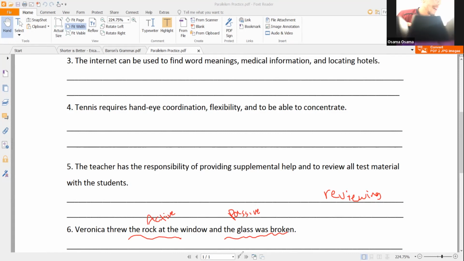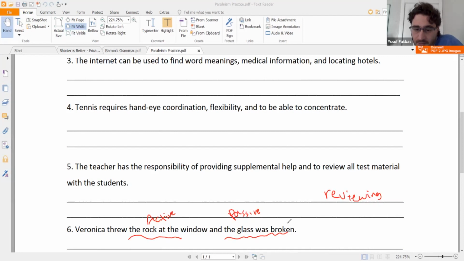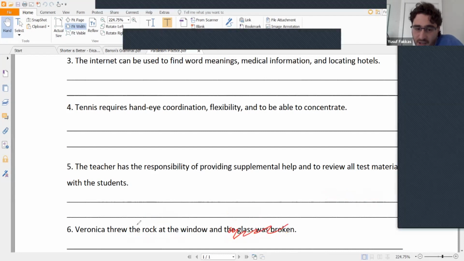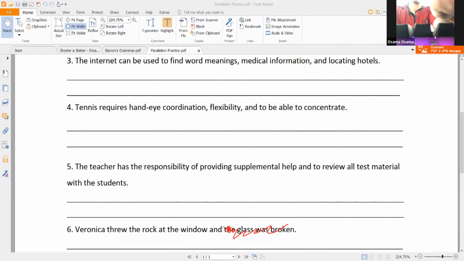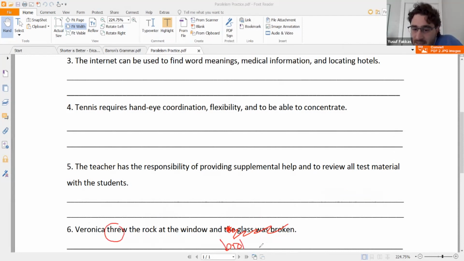Veronica threw the rock at the window and broke the glass. Thank you. Perfect. So we can just delete this part and say Veronica threw the rock at the window and broke the glass. So now we have 2 verbs in the past, and both of them are active. Threw and broke.